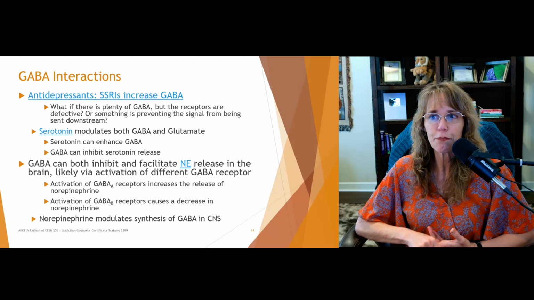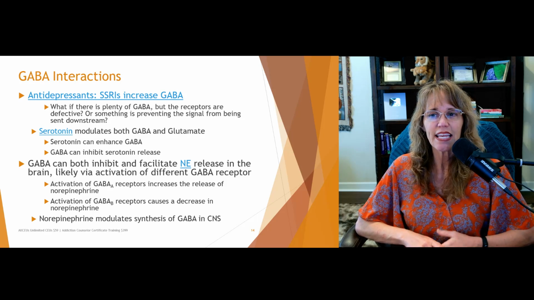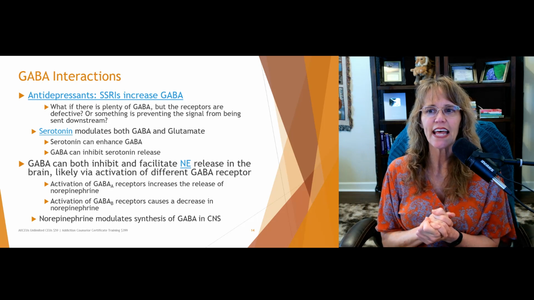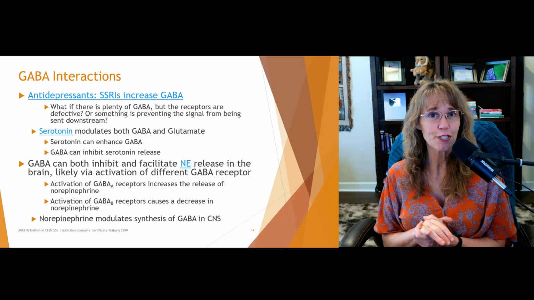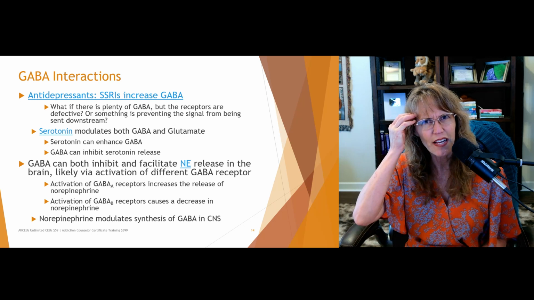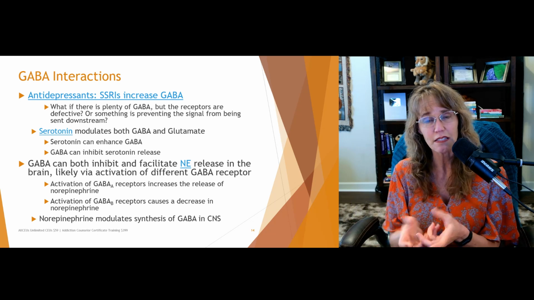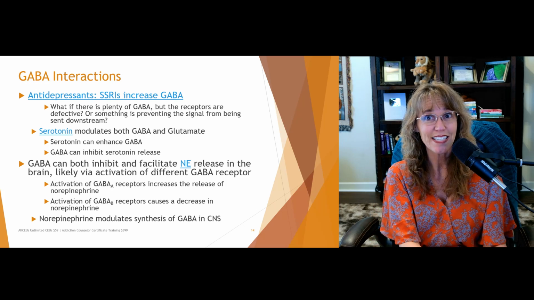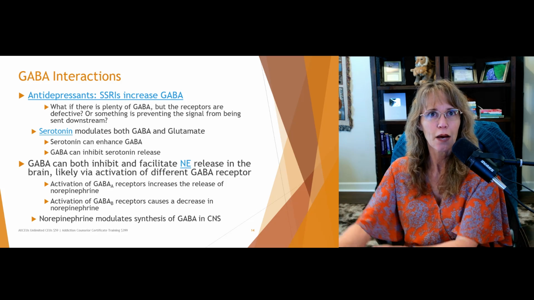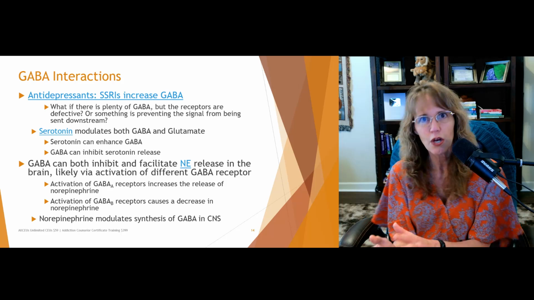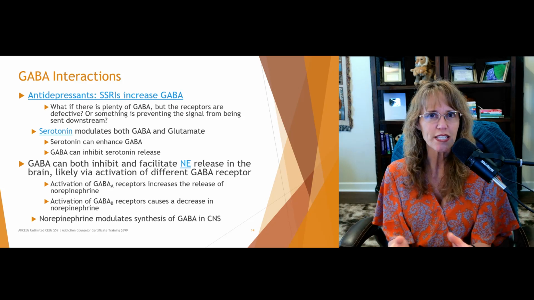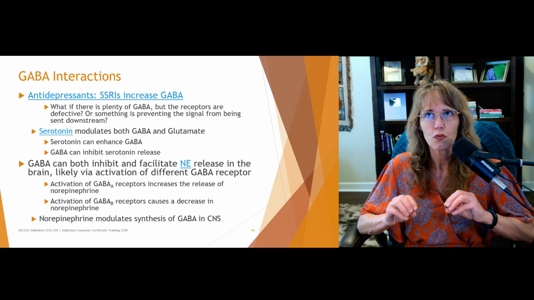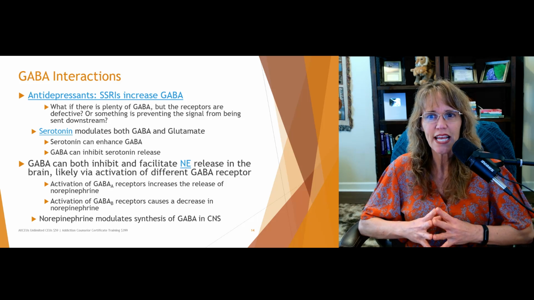Serotonin modulates both GABA and glutamate. It can enhance GABA, enhance its effectiveness, and GABA inhibits serotonin release. You're like, well, I thought serotonin was our antidepressant. Well, yeah, it is. Too little serotonin, people are depressed. Too much serotonin, people are anxious. GABA says we're going to keep serotonin right in that sweet spot. And we have all these feedback loops in our body that work diligently to try to maintain homeostasis.